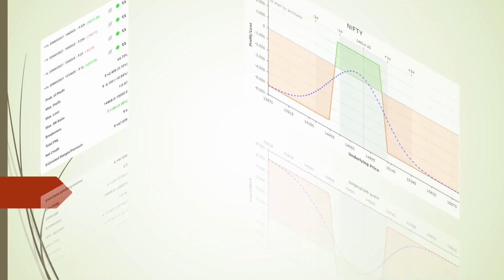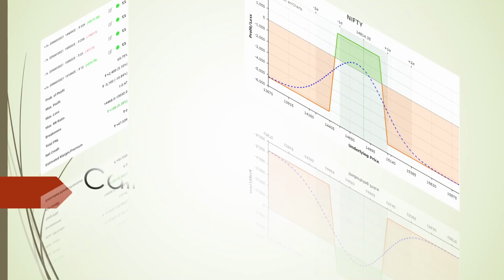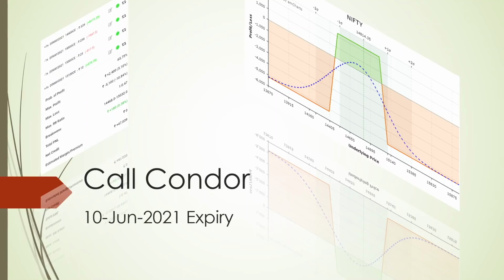Hello guys, welcome to the new Call Condor setup for the expiry week 10th of June 2021. So we are going to see the Call Condor setup for the 2021 10th June expiry, and we are going to go through each end of the day profit and loss, what happens in the call condor. Initially we will go through the setup.